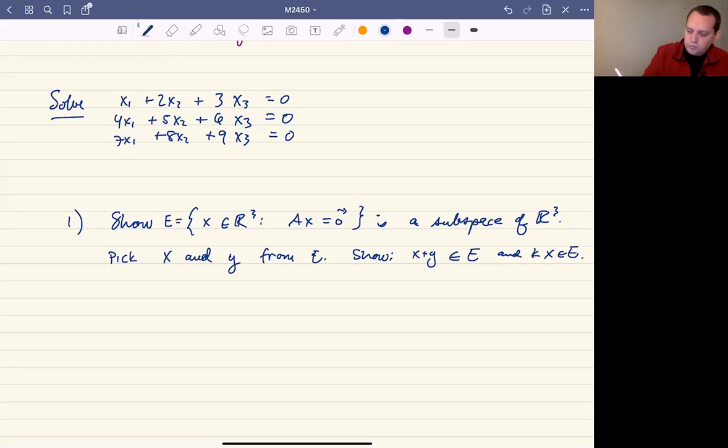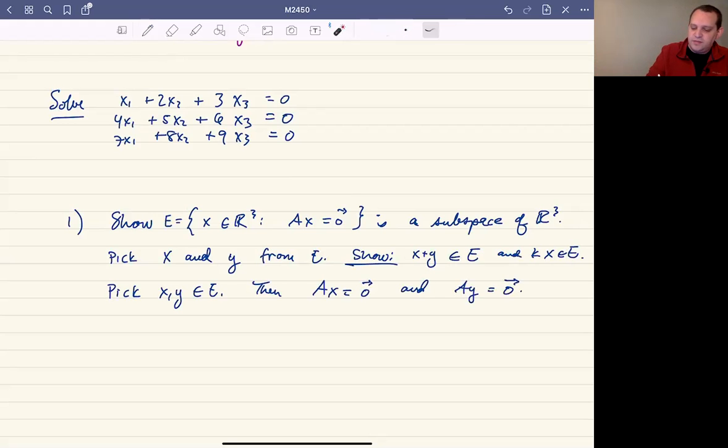So we have 2 things to show. The first, let's show that the sum of any 2 elements from E is also in E. So let's pick x and y in E. Then the only thing that we know about them is that A times x is equal to 0 and A times y is equal to 0, because they're specifically from this set where that's their defining property.